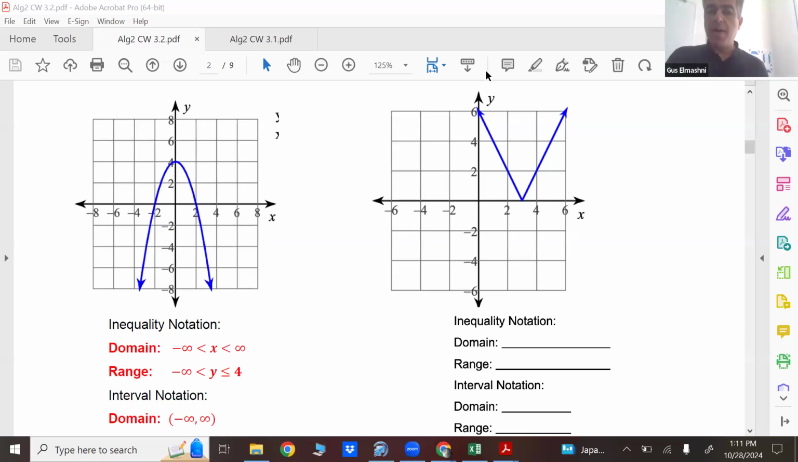Okay, so again, looking at the one in the top left corner, look at y. The highest y value is 4, and it goes down forever. That's why you write it like that.